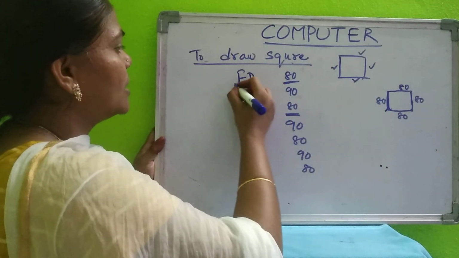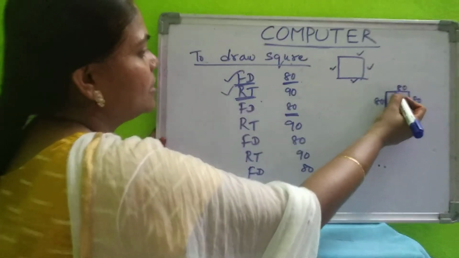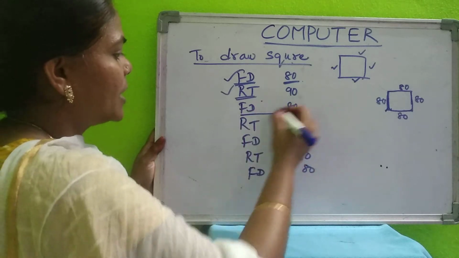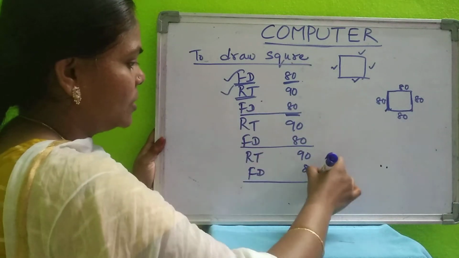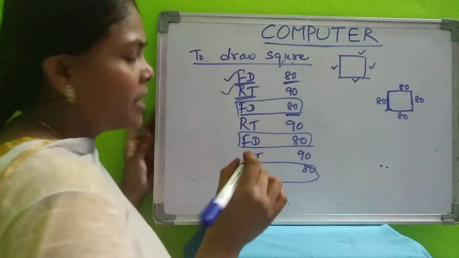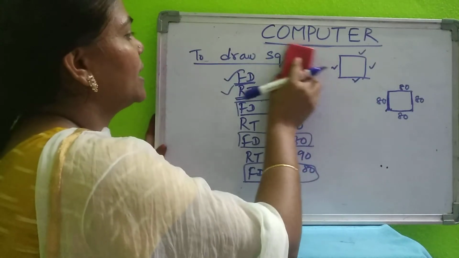How many commands have we used here? FD and RT. Forward, right side. Again forward, right, like that. So for 4 sides, we have used 4 FDs here. Okay, like this we can draw a square using MSW Logo commands. Now we will see the rectangle.